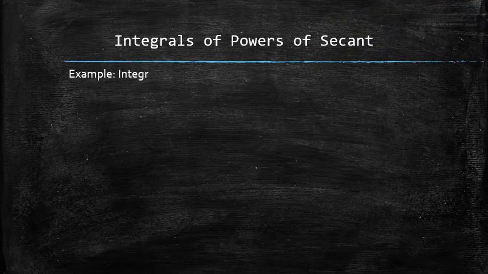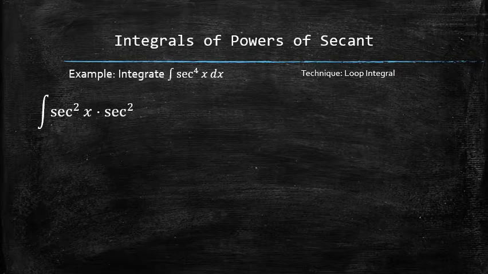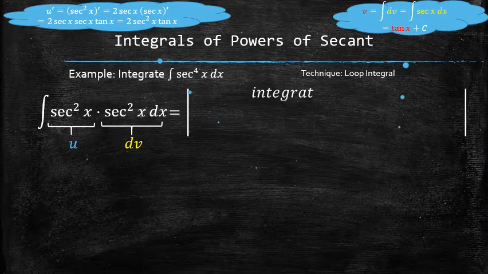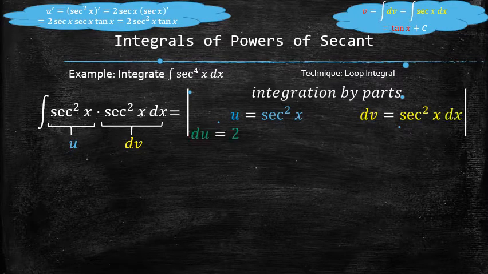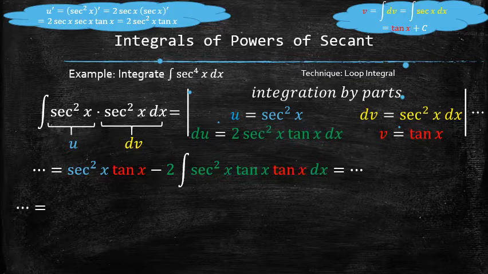Similarly, we can integrate the fourth power of secant using the same technique that leads to a loop integral. We rewrite the integrand and choose u and dv and integrate by parts by differentiating u to find du and integrating dv to find v. We apply the formula and combine the like terms to produce a new integral.